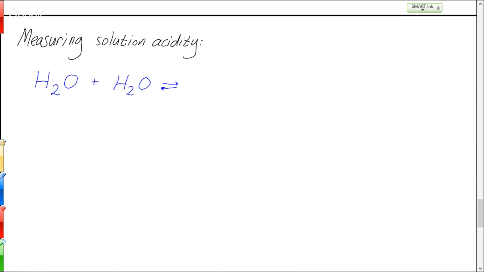Go back to the very beginning of these notes. What happens in an acid-base reaction? How did we define acids and bases? Yeah, it donates or accepts a hydrogen. So if that happens between these two molecules, what are the products going to look like?